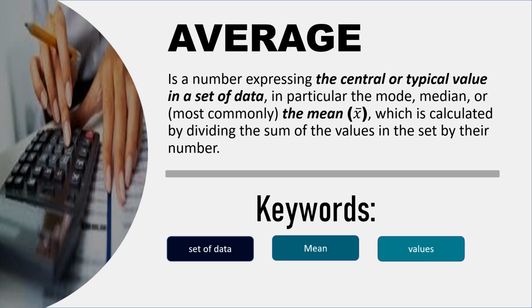In particular, the mode, median, or most commonly, the mean, which is calculated by dividing the sum of the values in the set by their number. Okay, what does it mean? An average. What this paragraph is telling us is that there are many types of average, the mode, the median, or the mean, which all three are measures of central tendency. Don't worry, we will see that topic later.